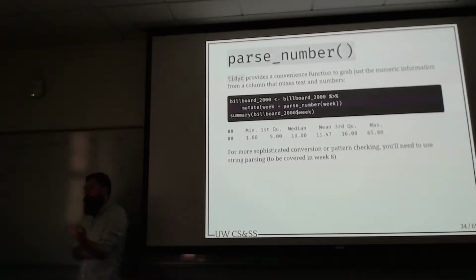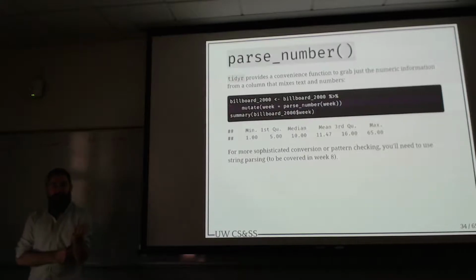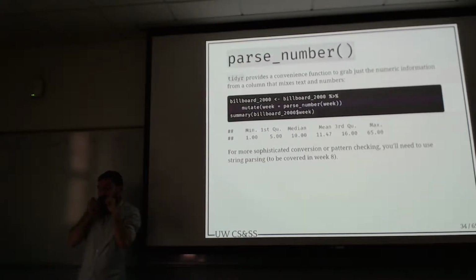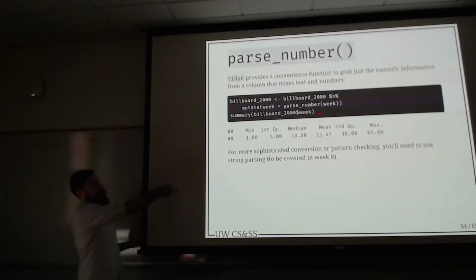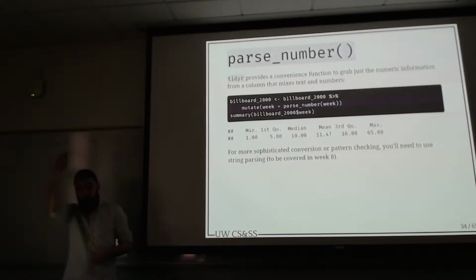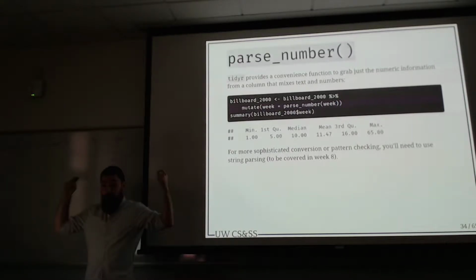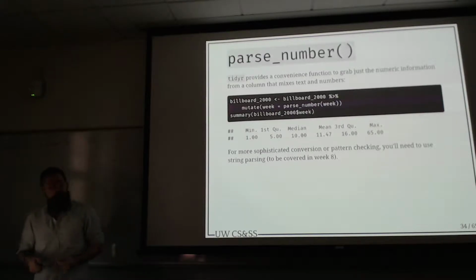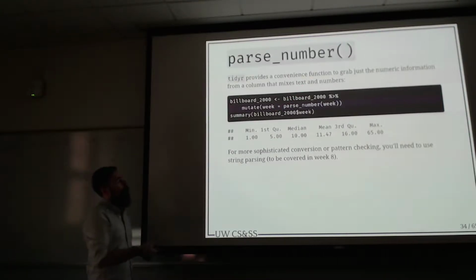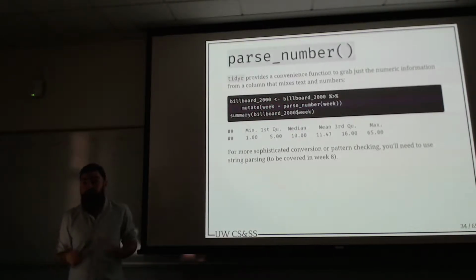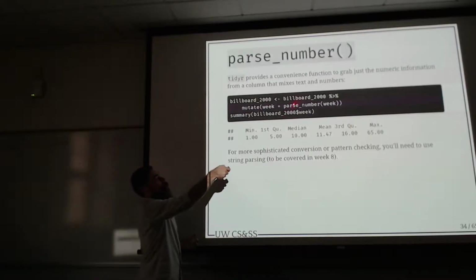so parse number. Tidier has a convenience function to just grab numeric information from a column. Very commonly you'll have something like, for instance, week, where we only care about the actual numeric part of the week. We don't care about the word week sitting in front of all of them. So what I do here is I say, take our Billboard 2000 data, mutate, week equals parse number week. So I'm overwriting the week variable.